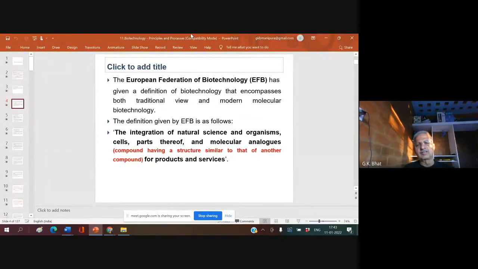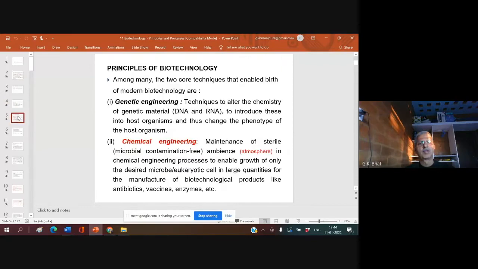Okay. The integration of natural science and organisms, cells, parts thereof, and molecular analogs. What are molecular analogs? Compounds having a structure similar to that of another compound. For products and services is the definition given by EFB, European Federation of Biotechnology. Therefore, if you are asked to define biotechnology, better give this definition in the board examination. Now, let us look into the principles of biotechnology.